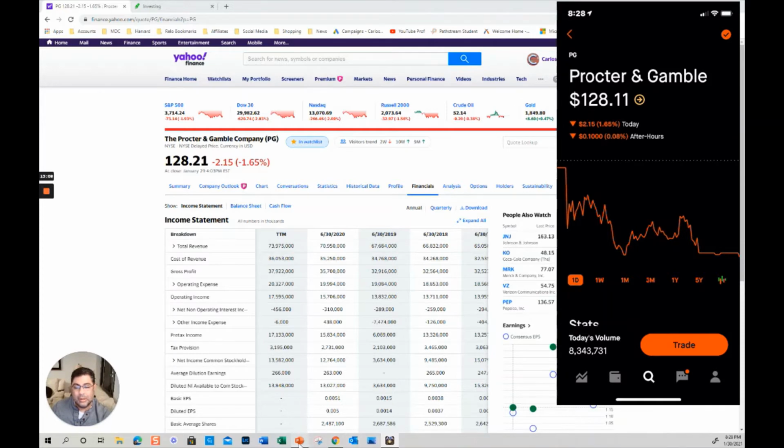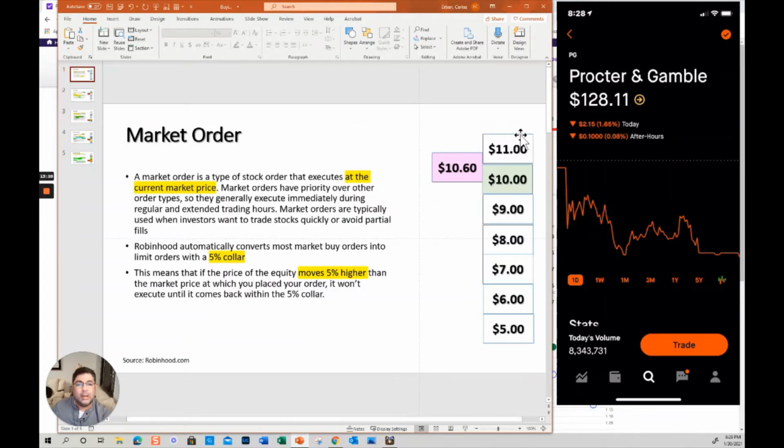okay, and look at the different options of what we can do. So now when I go to trade, I have different options. So let's understand what each of these options are. Okay, I'm gonna put this to the side for a second and explain each one.